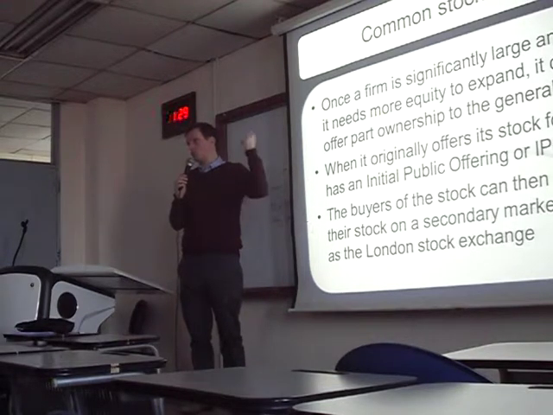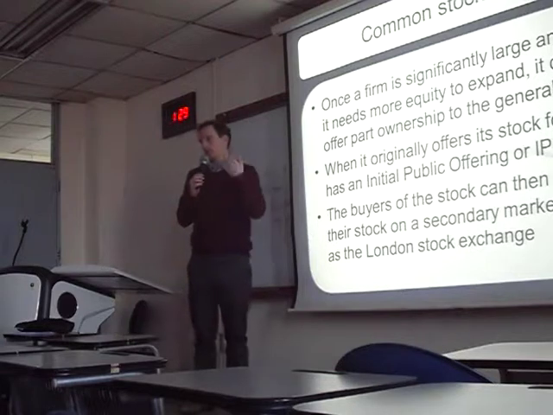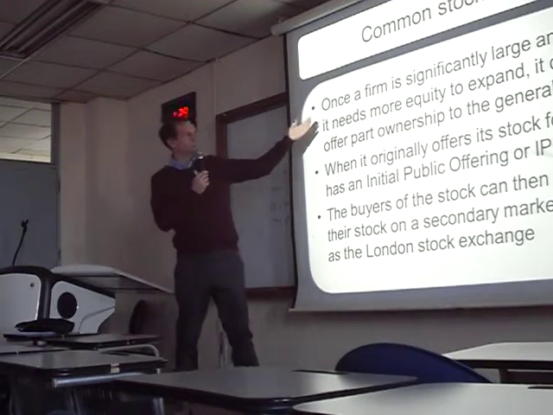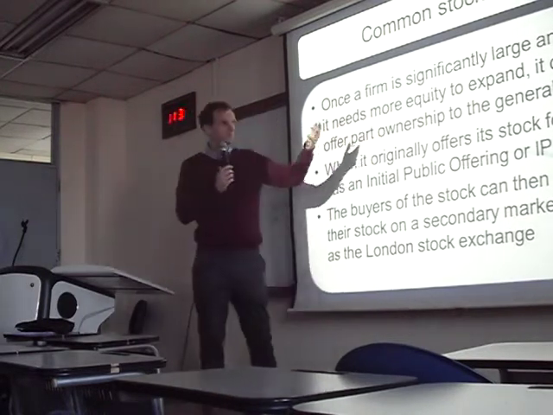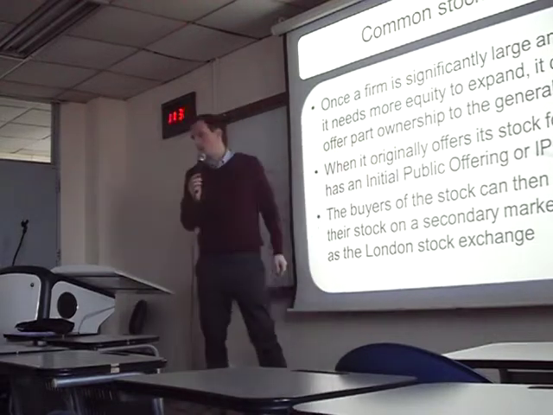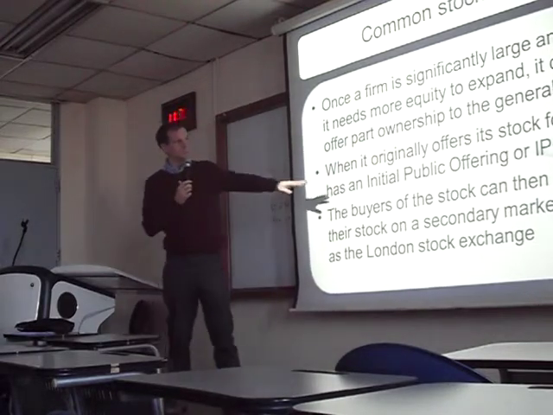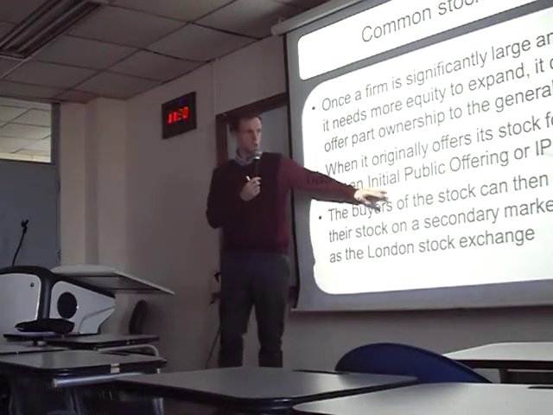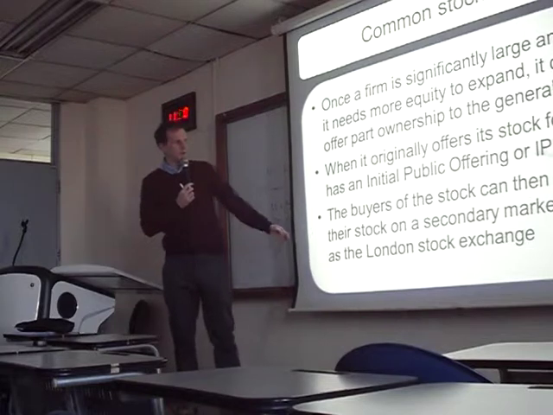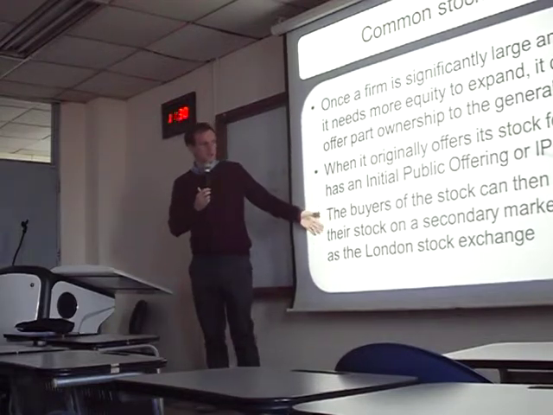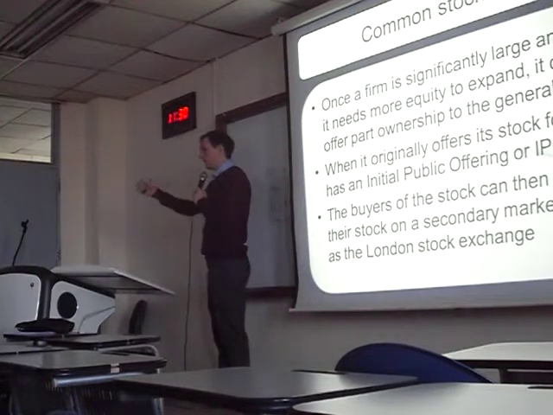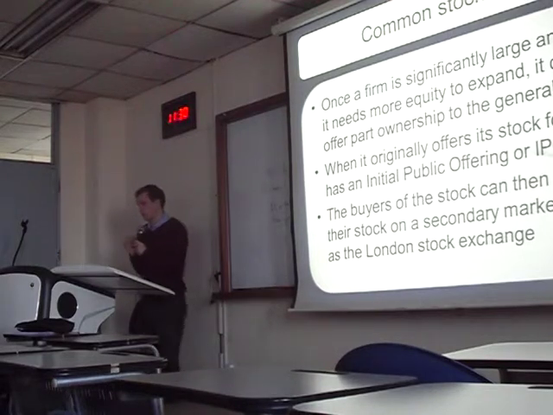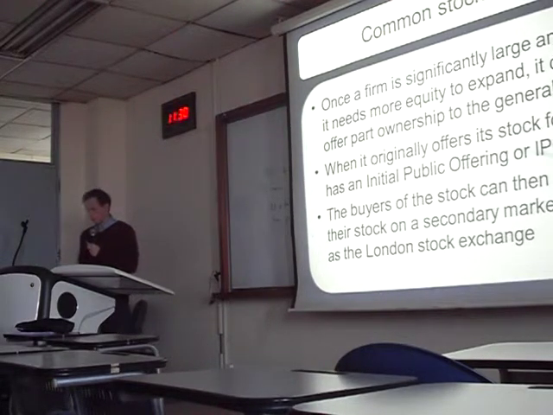So we go back to the railroad. They want to sell their stock to the public. So once a firm is significantly large, very big, and it needs more money to get bigger, it offers part ownership to the general public. When it originally offers its stock for sale, it has an IPO, initial public offering. And then the people who buy the stock in the IPO resell the stock on what we would know as the stock exchange, for example, the London Stock Exchange. People buy and sell the stock. So you can buy the Facebook stock now if you want. You need to talk to a stockbroker in Korea and they can organize to buy the stock.